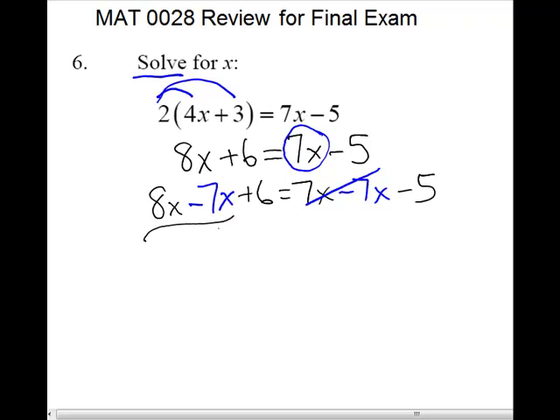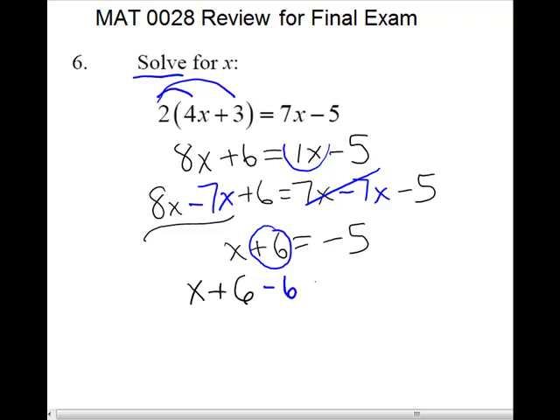And we'll clean up. 8x minus 7x is 1x. Plus 6 equals negative 5. Now you have a one-step equation. Go back on the side with the x. You want to get rid of the 6. It's added, so you will take it away to make it cancel. Do the same on both sides.